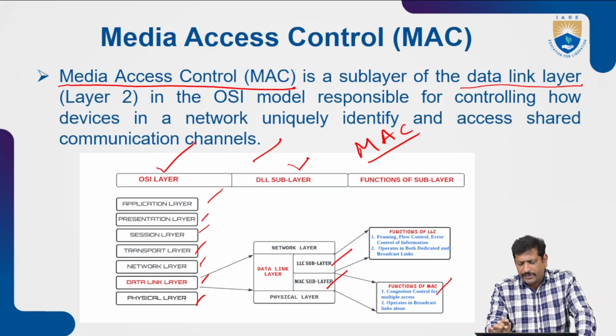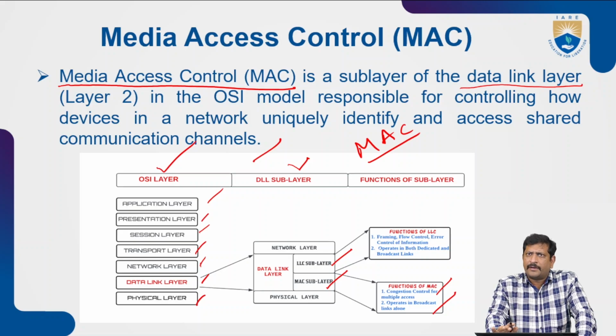It also operates on a broadcast link. A broadcast link means communication can be done from one device to many devices, and data transmission can be done. So in this case the MAC layer is active.